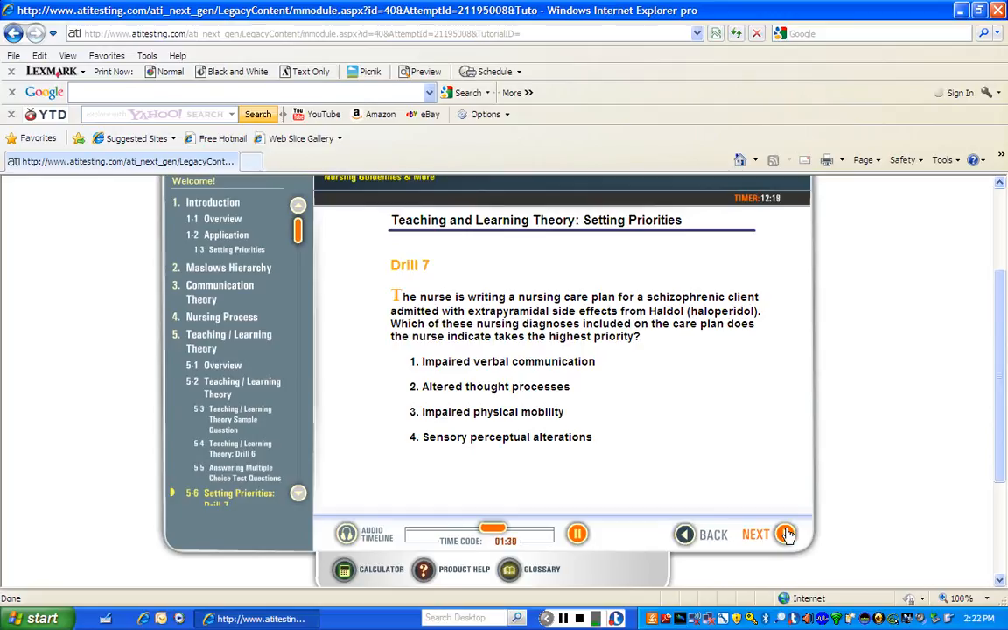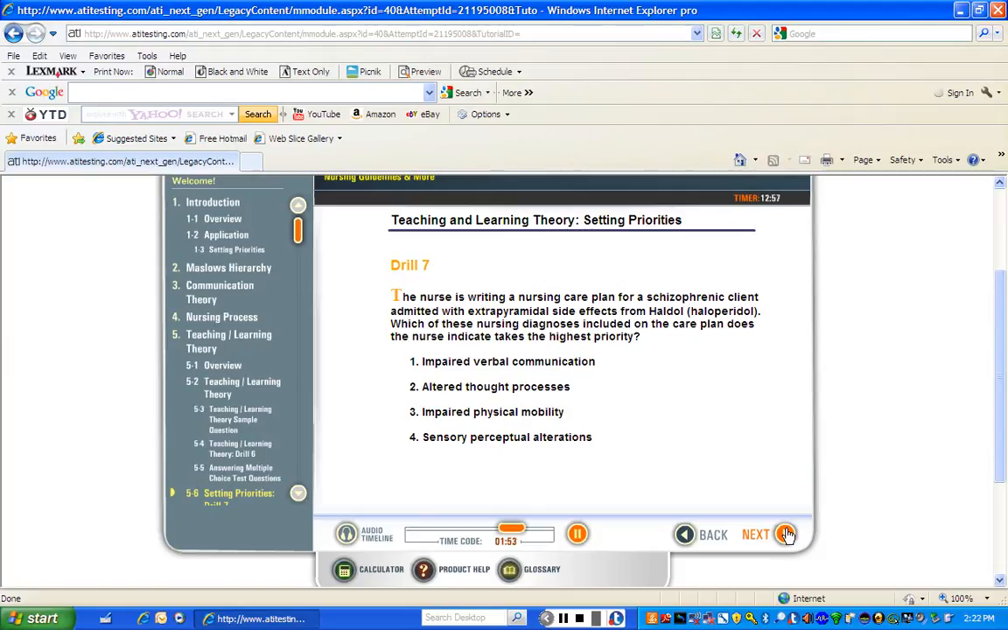Choice 3, impaired physical mobility. We will assign a plus sign to this choice. We correctly identified that the issue of the question is the client's extrapyramidal side effects from the Haldol, rather than the client's medical diagnosis of schizophrenia. Extrapyramidal manifestations include muscular rigidity, bradykinesia, and tremor, resulting in impaired physical mobility. In addition, this choice represents both a physiological and safety need, therefore a basic need according to Maslow.